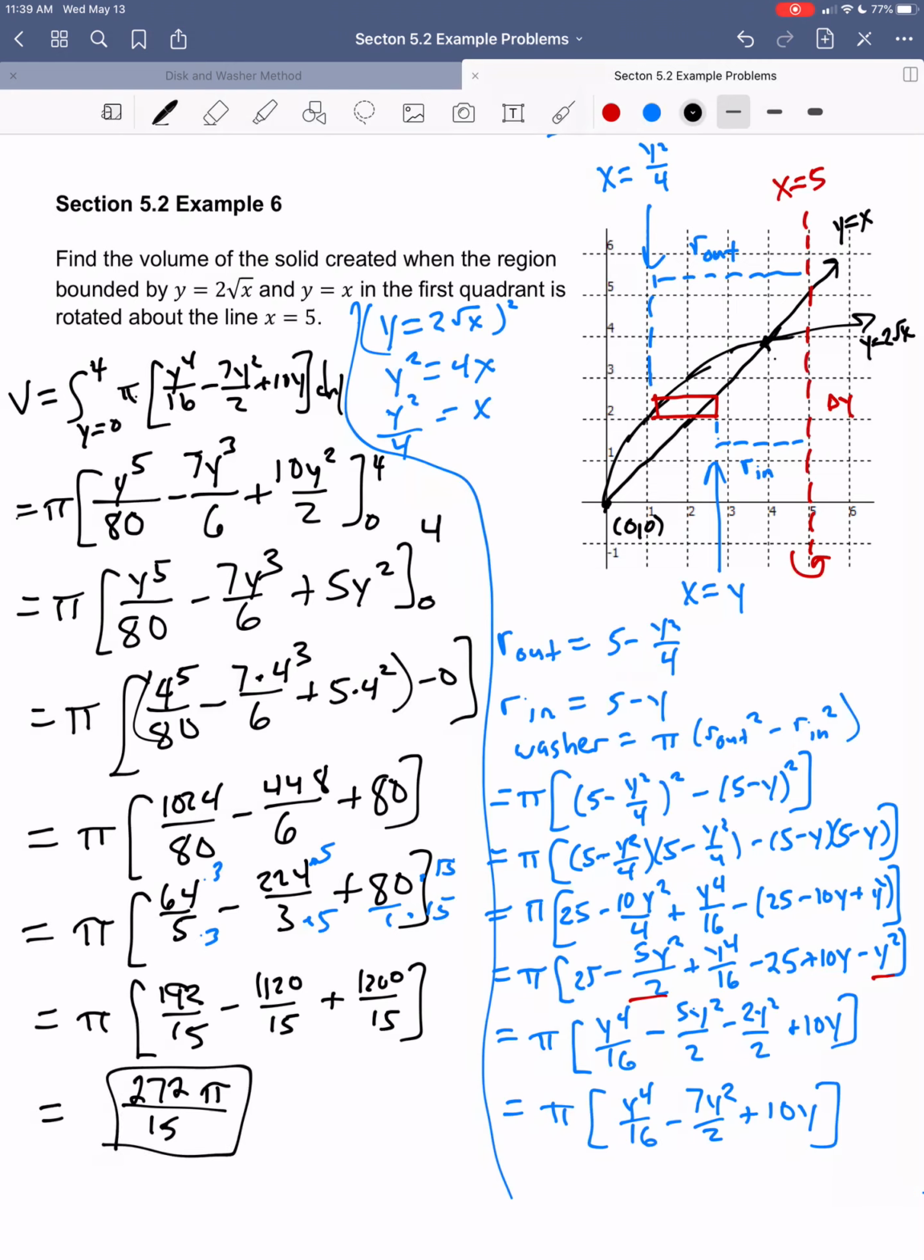So these examples just show with the same region, we can rotate that region differently around different axes, and that affects how I set up my radii and the answer that we get.